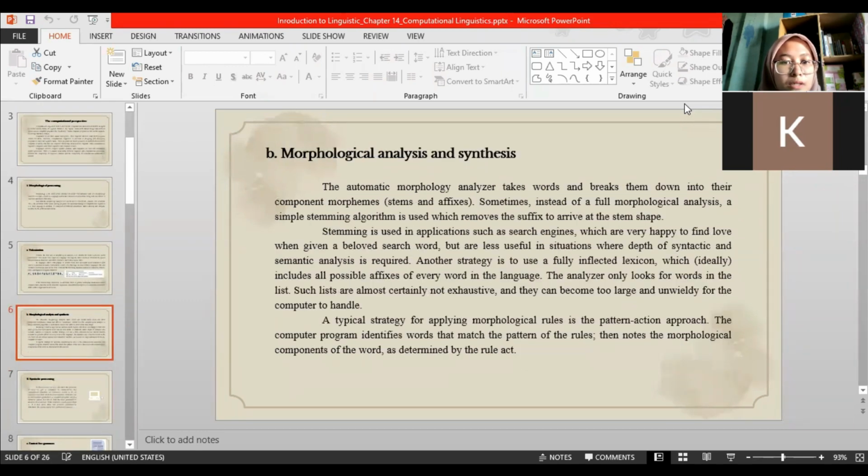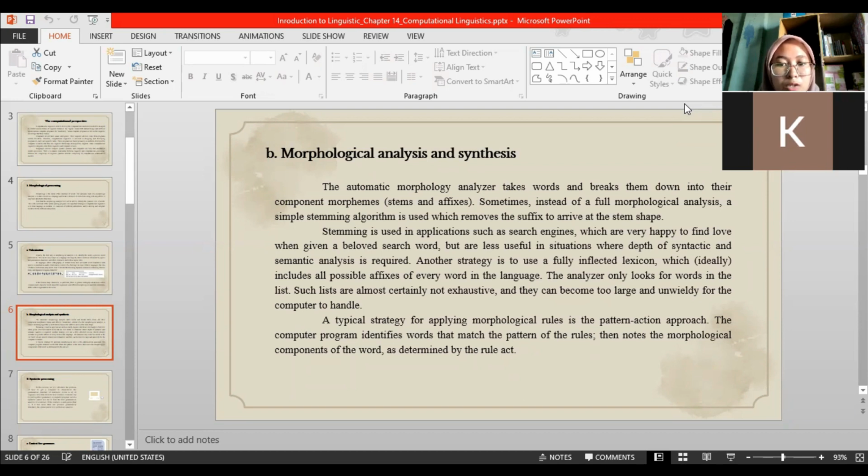B is morphological analysis and synthesis. The automatic morphology analyzer takes words and breaks them down into their component morphemes, stems, and affixes. Sometimes, instead of a full morphological analysis, a simple stemming algorithm is used, which removes the suffix to arrive at the stem shape. Stemming is used in applications such as search engines, which are very happy to find matches when given a blunt search word, but are less useful in situations where depth of syntactic and semantic analysis is required.